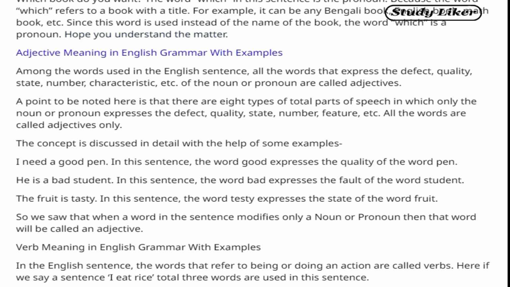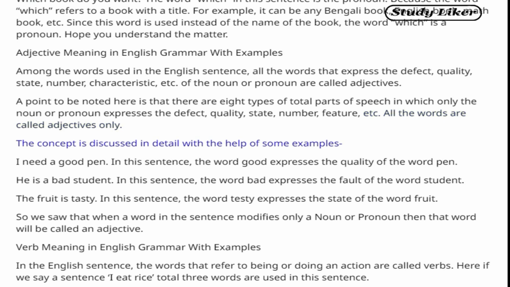Adjective meaning in English grammar with examples. Among the words used in the English sentence, all the words that express the defect, quality, state, number, characteristic, etc. of the noun or pronoun are called adjectives. A point to be noted here is that among the 8 types of parts of speech, only the words that express the defect, quality, state, number, feature, etc. of a noun or pronoun are called adjectives.